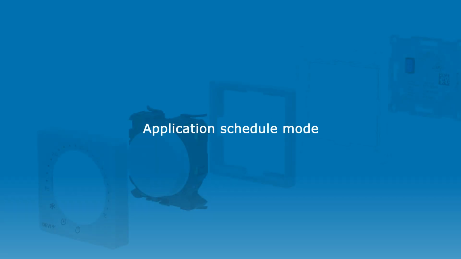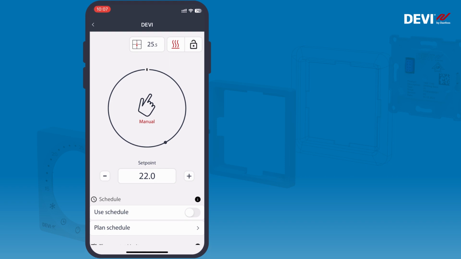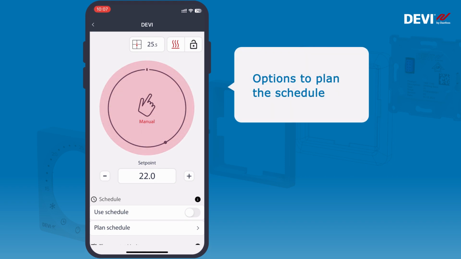This video will explain how to plan the working schedule, limits, and thermostat information export. Planning a schedule is done by either clicking the round icon up here where we have our 24-hour clock, or clicking the Plan Schedule button.